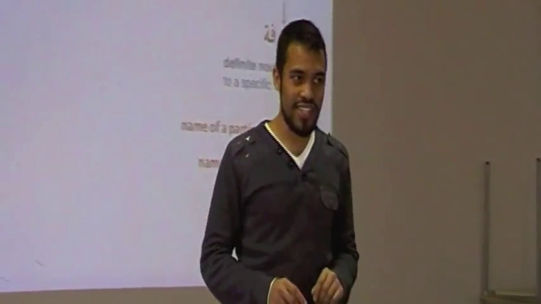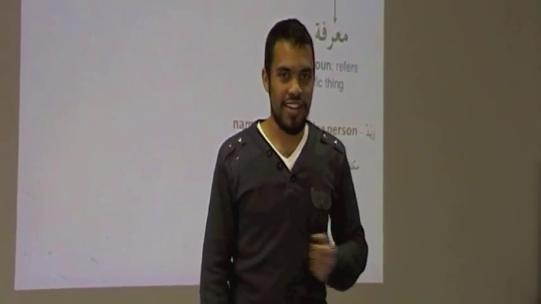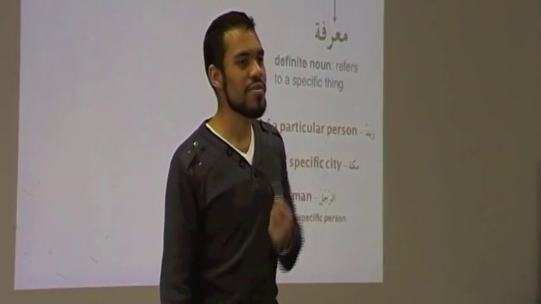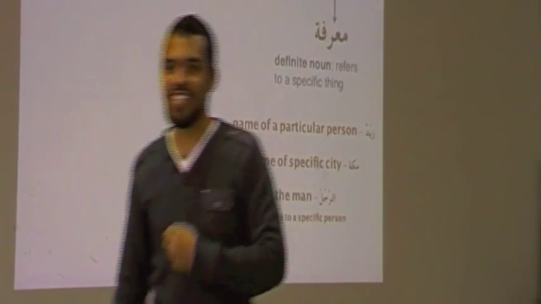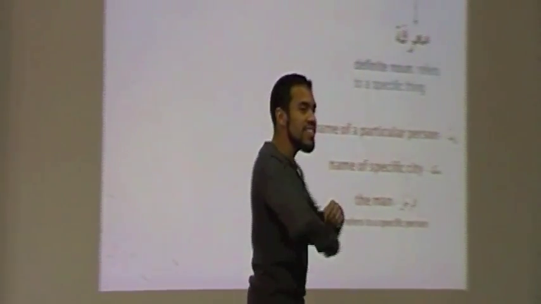Ismun has two subcategories. The first one is definite nouns. Can you guess what the second one will be? Indefinite nouns, right. So the first one is definite nouns. Simply put, a definite noun refers to something specific, something that we know of.